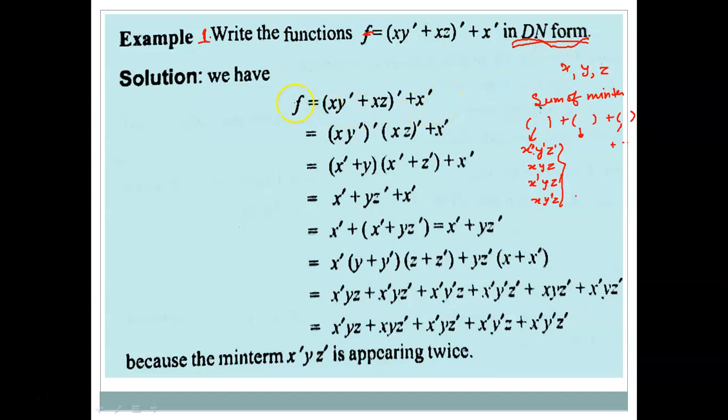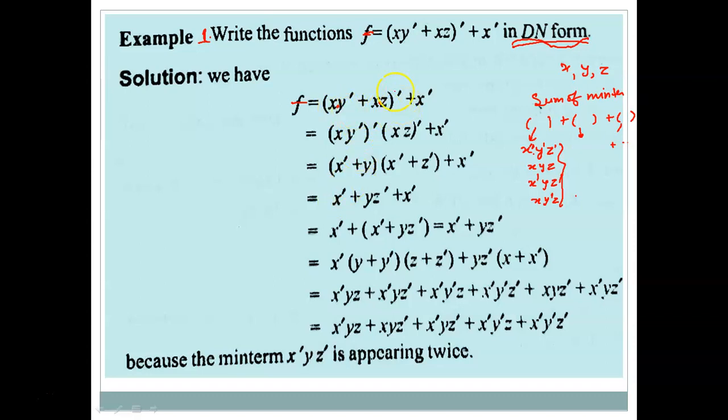So let us see here. The given function is x y complement plus x z complement, whole complement, plus x complement. First of all, you should understand that here if we are writing x y complement, it is not simply x y complement, in fact it is x dot y. Similarly here this is x dot z. And all the laws of Boolean algebra are applicable over here.